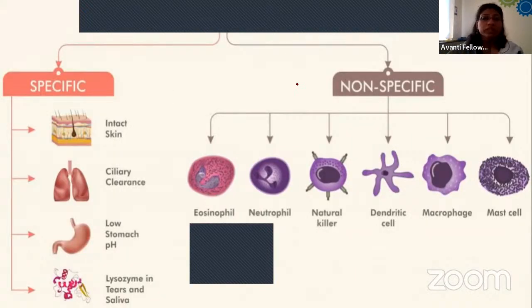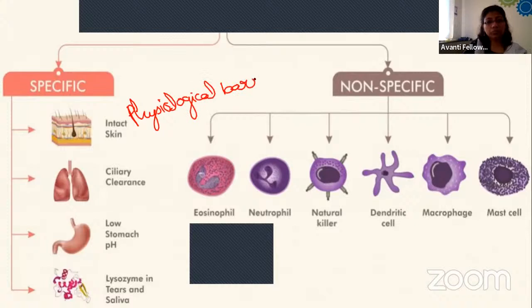Now, the innate immunity is the immunity which can be specific or non-specific. It has four types of barrier, depending on which it can be specific or non-specific. The initial barrier is the physiological barrier. In that comes our skin. The skin is the largest organ which provides us the defense mechanism.